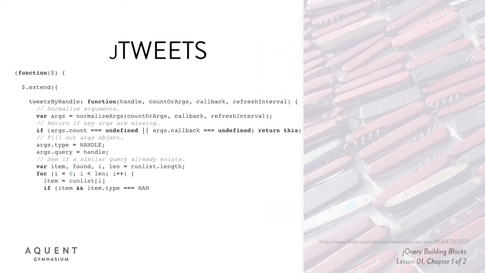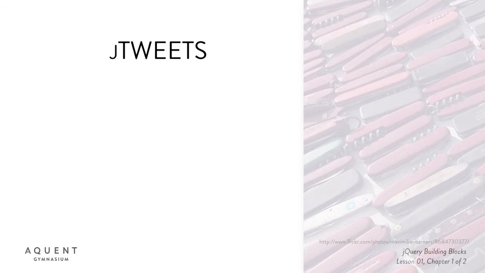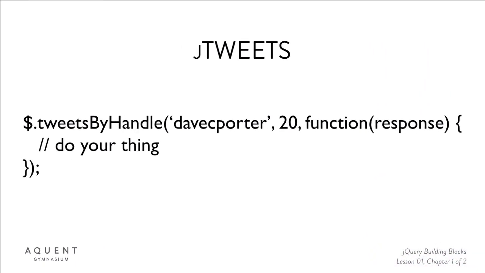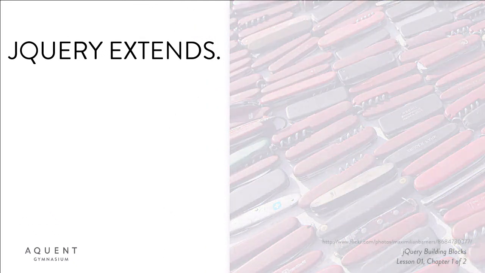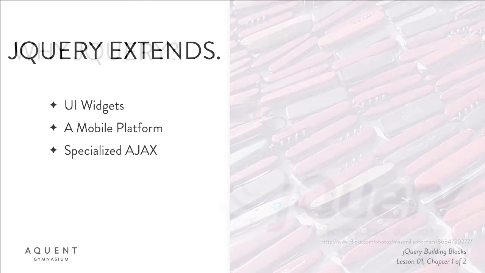JTweets is a very focused plugin that I wrote that does absolutely nothing but reach out and fetch tweets for you. Now, it's still fairly complicated code. It embodies a lot of research that I did into how the Twitter API works. But that's all stuff I don't need to know anymore, because anytime I want tweets in my web page, which we're going to touch on in lesson 6, this is all you need to do. So jQuery extends. Whether you're looking for a library of great user interface widgets, an entire mobile platform to build your website on, or something focused, like some kind of specialized Ajax.